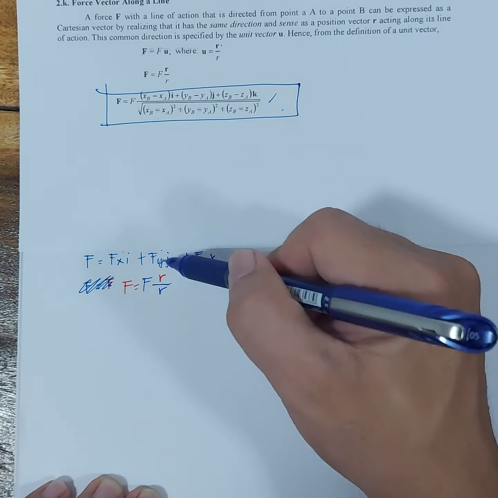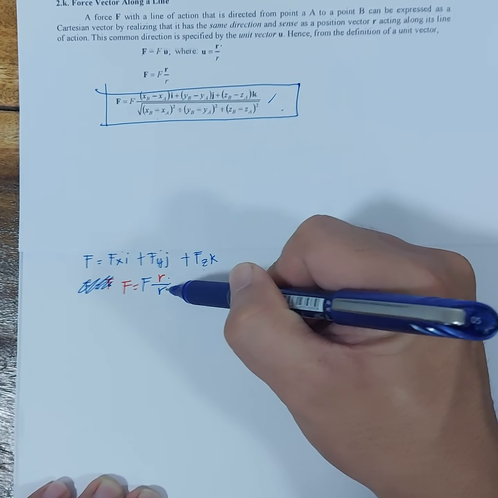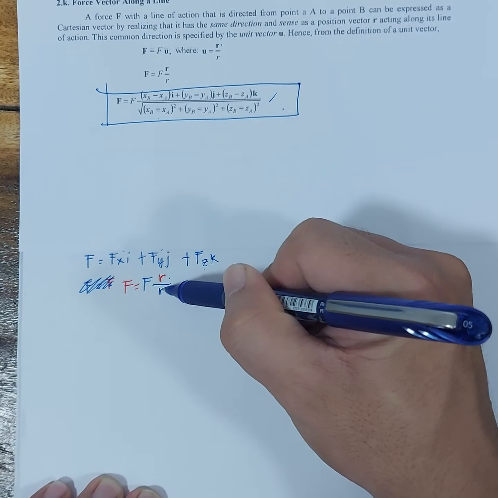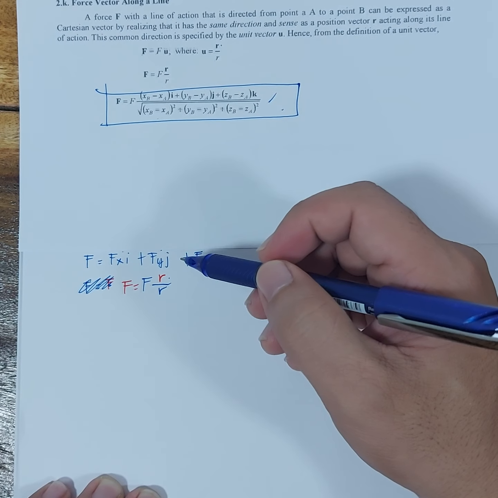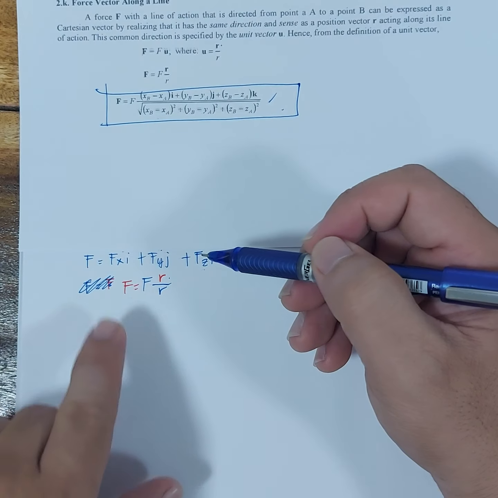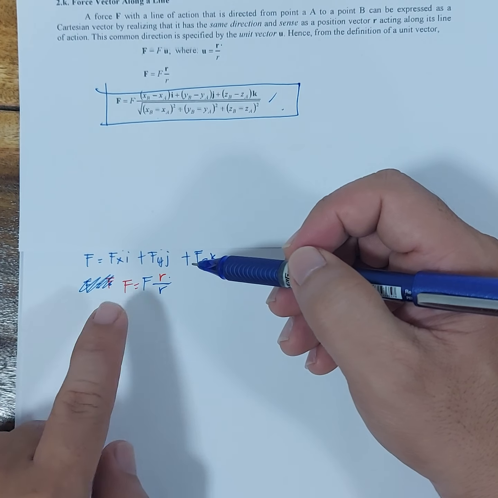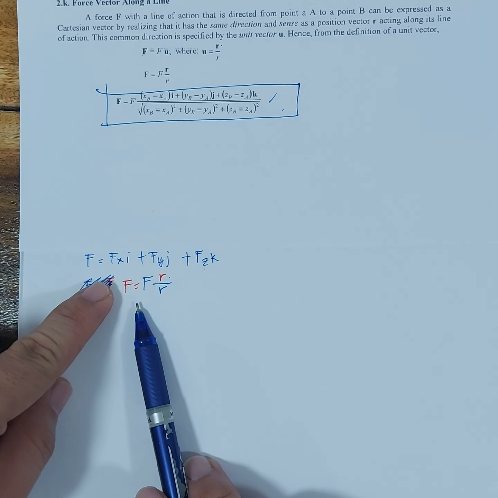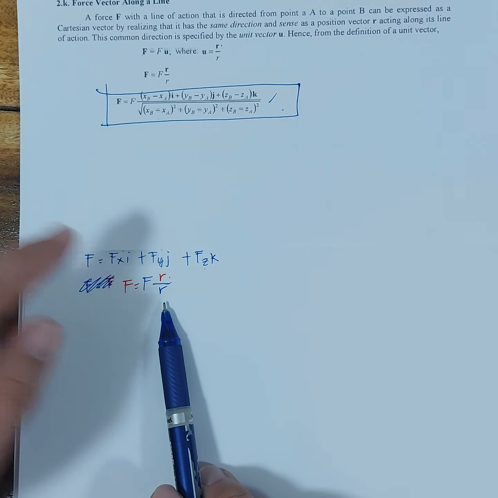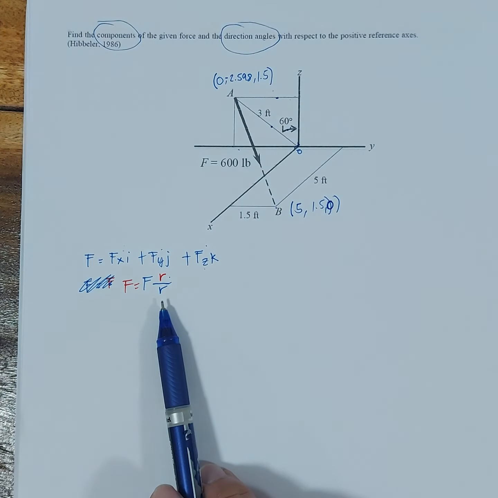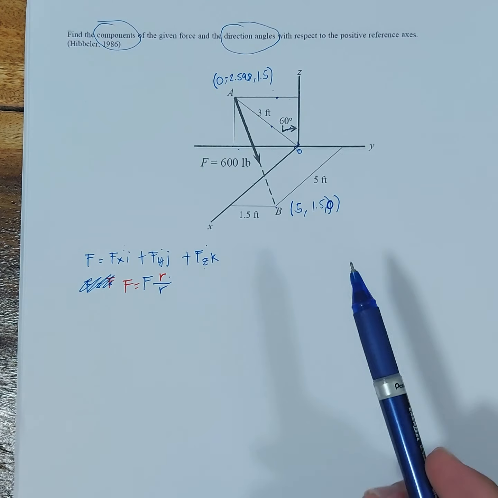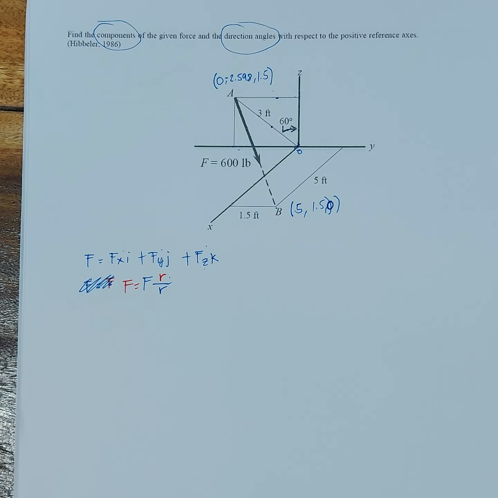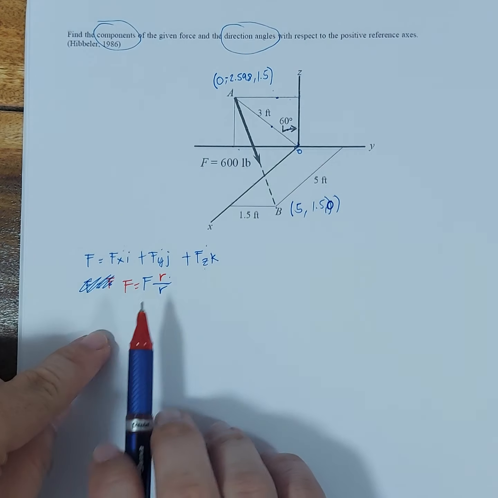So remember, this is the position vector R, and this is actually the distance from point A to point B. Basically we are solving for the Cartesian vector. If we can solve for the Cartesian vector form, that means we can easily identify the x, y, z components of the force. Our solution is different from the module, just to present the concept or application of position vectors and unit vectors. So let's solve first for the position vector R.